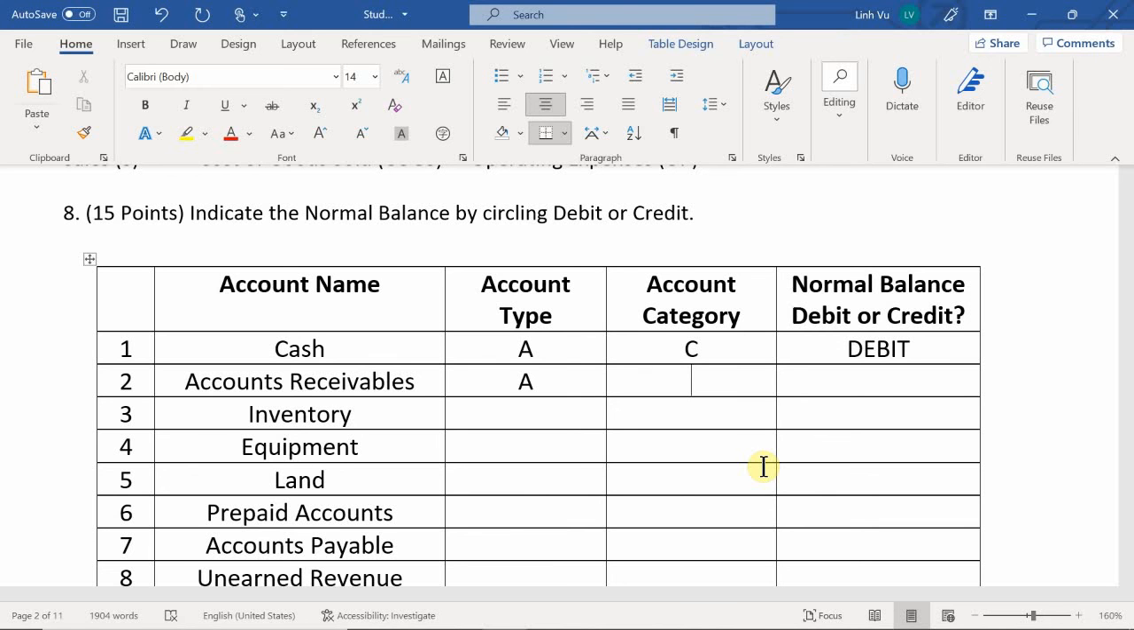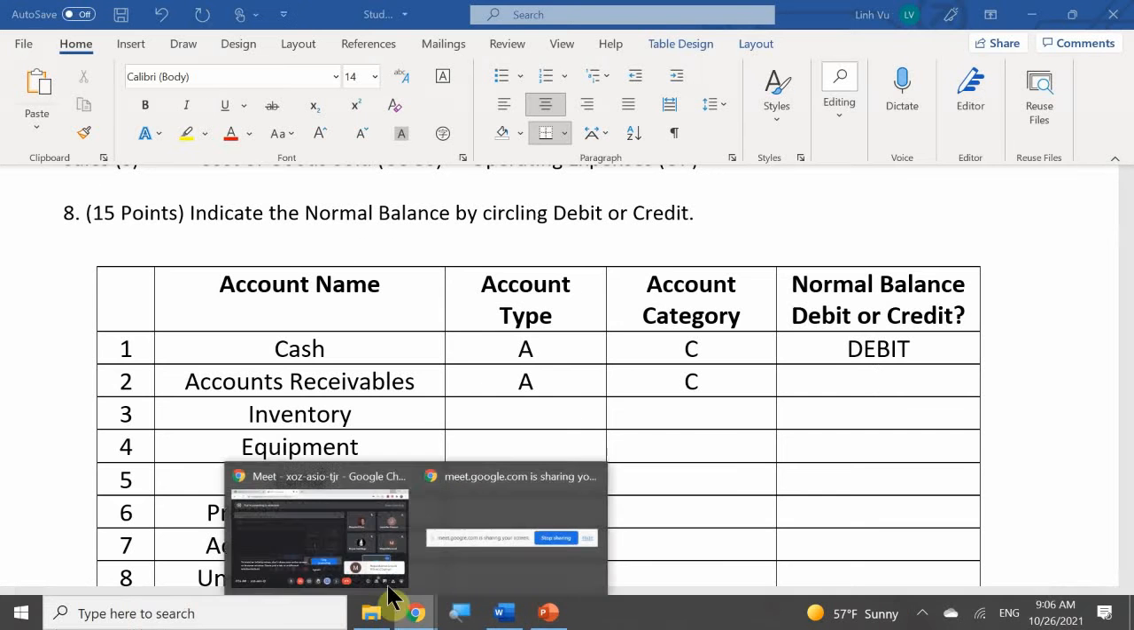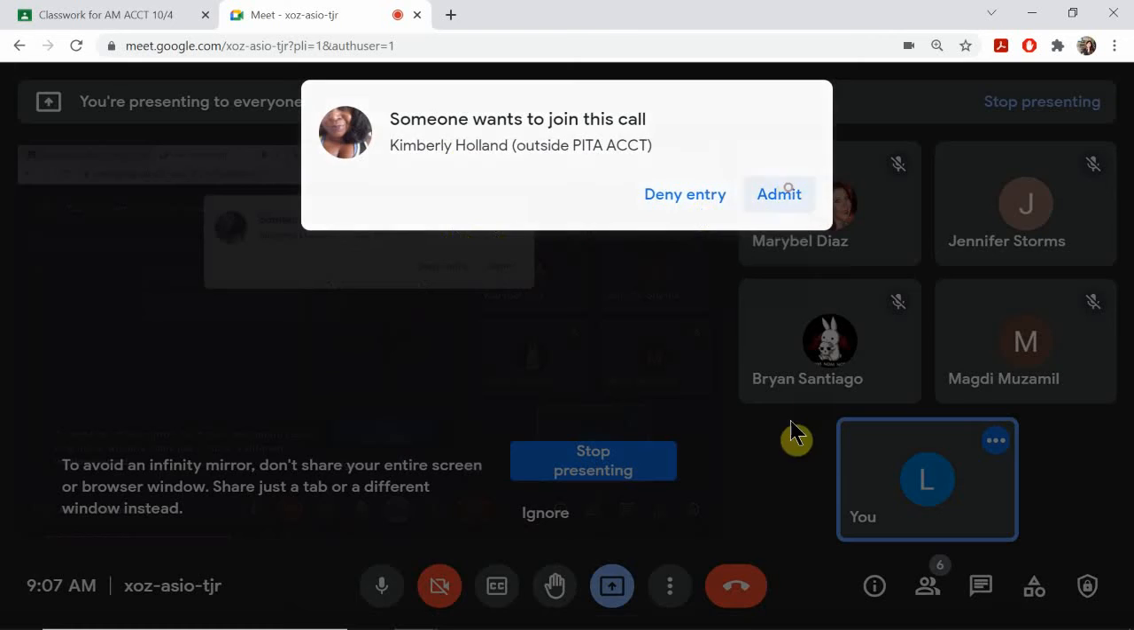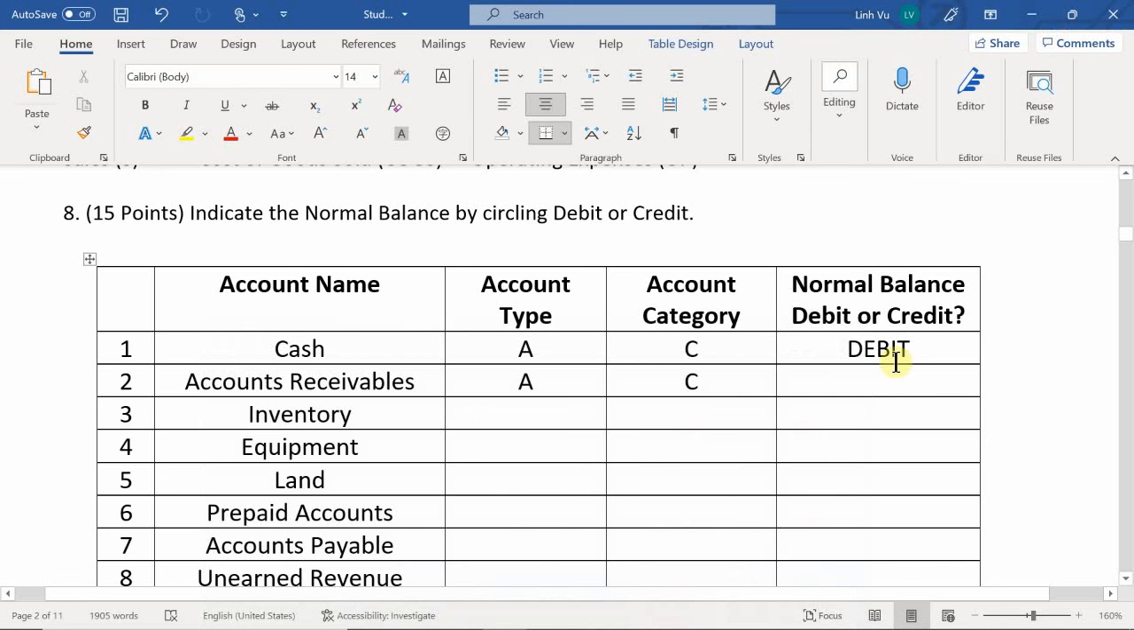Current. It is 100% current, because accounts receivable is basically when customers owe you money, right? And the way that we determine the category is based on how quickly you can convert this into cash. Well, it's quick because you can simply go to your customer and ask them to pay. So that is definitely a current asset. And what kind of balance would this normally have? It would have a debit balance. Okay, so debit balance.